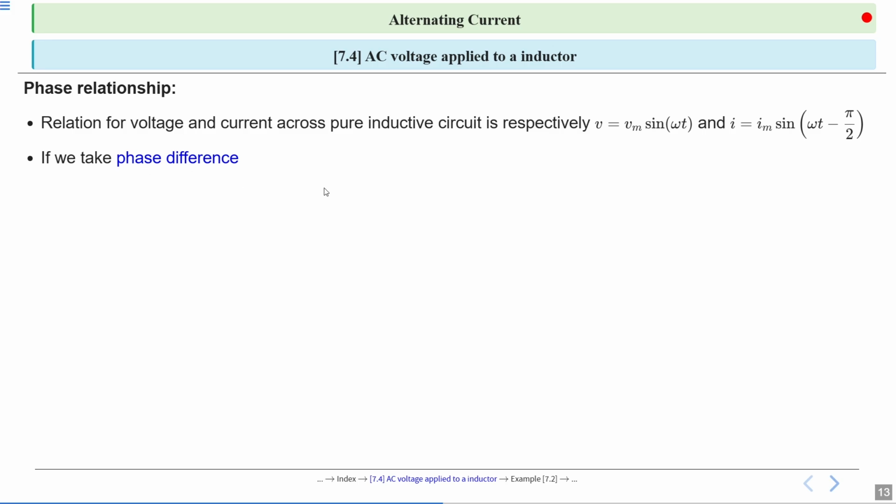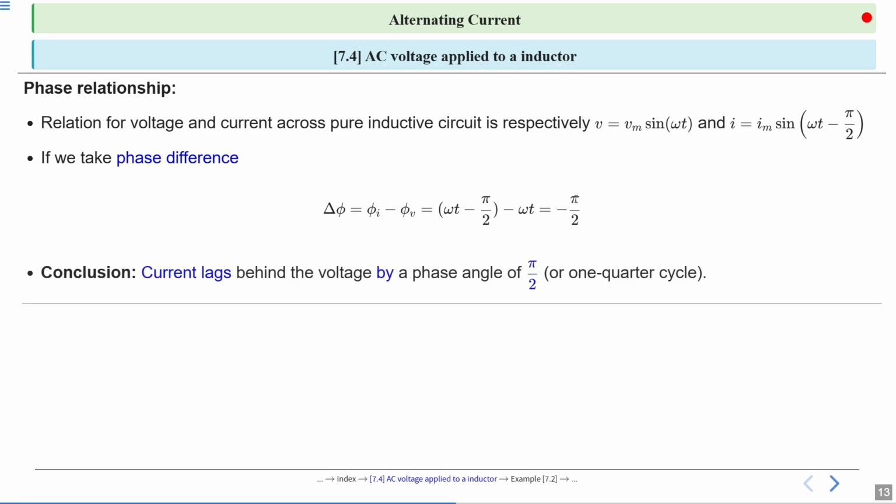Now take the phase difference. The phase difference will be equal to the phase of current minus the phase of voltage, which is equal to omega t minus pi by 2 minus omega t. So it comes out to be minus pi by 2. We are taking the phase of I with respect to voltage, and it came out to be minus pi by 2.